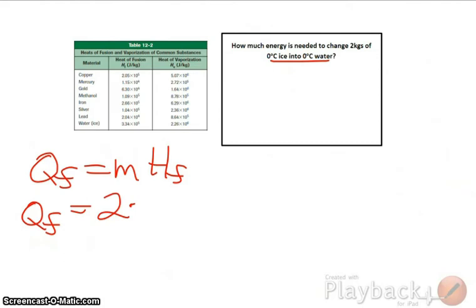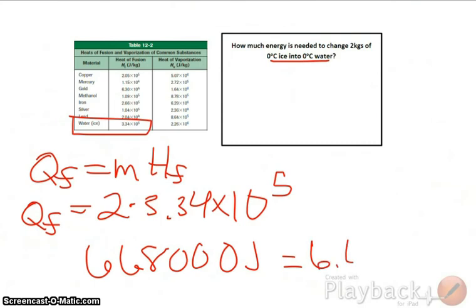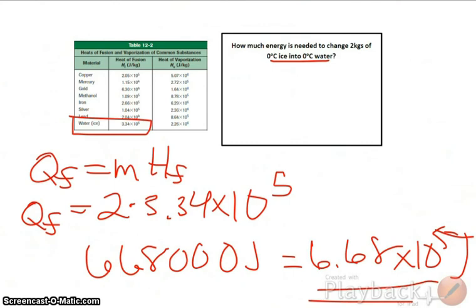And we look for ice to water, and that would be 3.34 times 10 to the 5th. And we get 668,000 joules, which is the same thing as 6.68 times 10 to the 5th joules. So it requires that much energy to change 2 kilograms of ice into water.